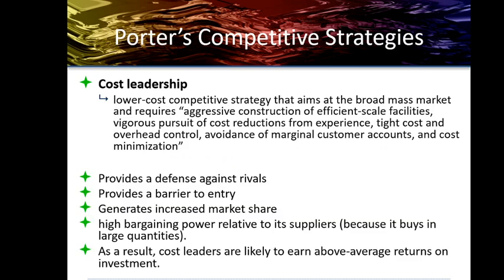Now let's start discussing Porter's competitive strategies in detail. The first strategy, number 1, is cost leadership.